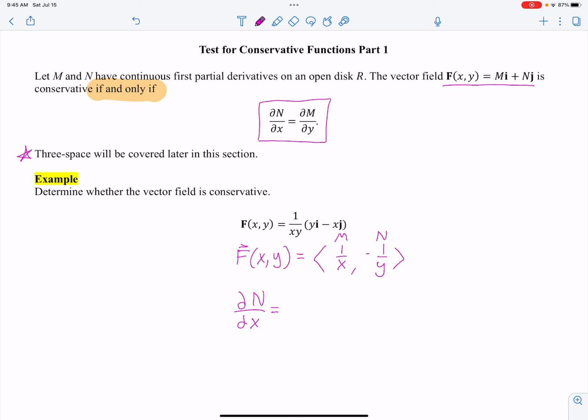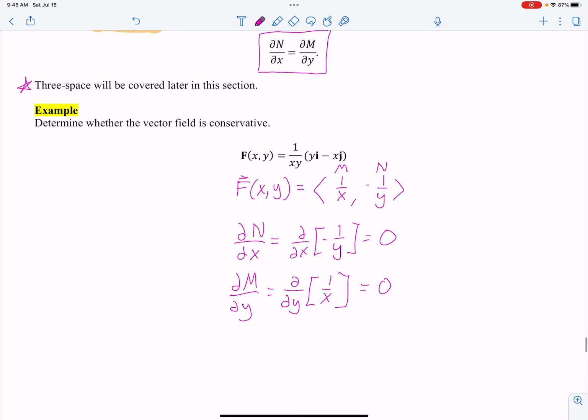So N is, let's write it here just to make sure I don't lose anybody. This is with respect to x of something with only y, so it's 0. If I do M now with respect to the other variable y, this is the partial with respect to y of 1 over x, and that's also 0. Since they are both 0, this equaling that implies that F is conservative.